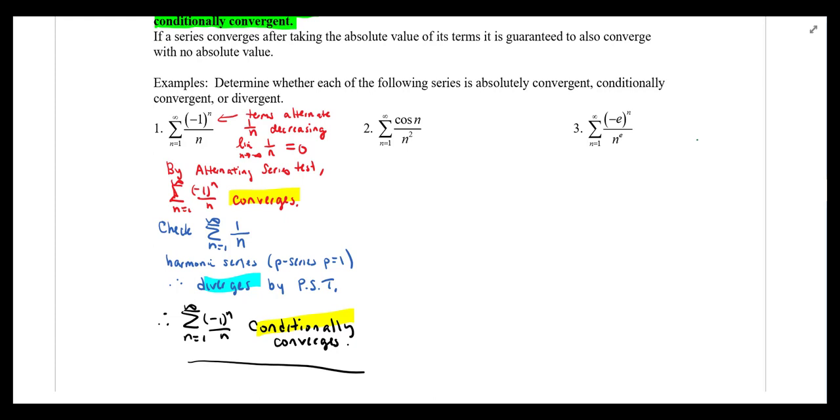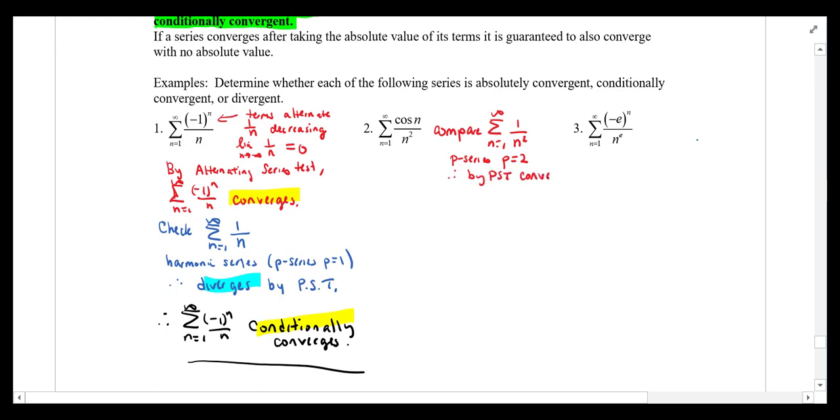Well, I'm thinking, how can I figure out if this converges or diverges? This is a kind of a weird term. This cosine n really bugs me, but maybe I'll do some sort of comparison, because I can compare this to, I believe, 1 over n squared. And I know that this 1 over n squared is a p series where p equals 2. So therefore, by the p series test, this converges.